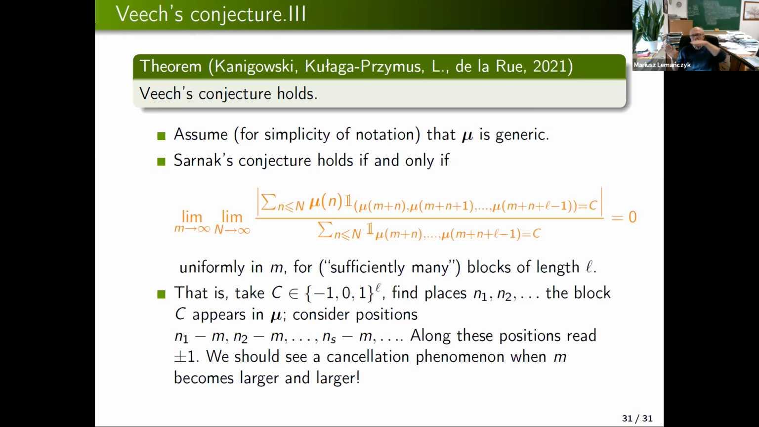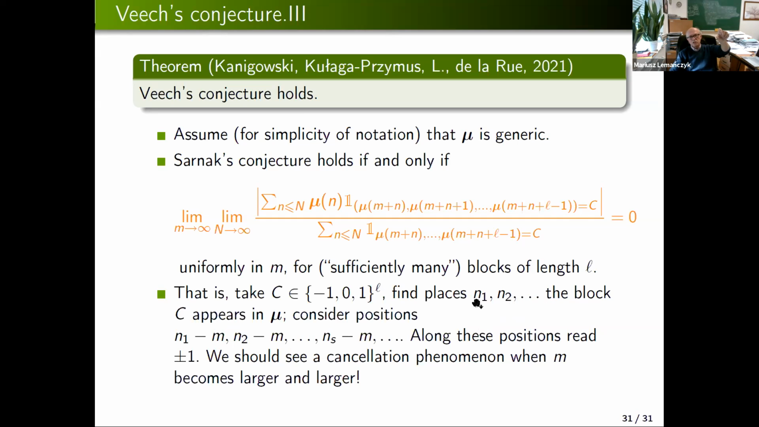Then I look at my Mobius function, and I try to find where this block appears on the Mobius function. So I find all these places, N1, N2, etc., places where I see my block C. Then I take a new parameter, let's say a positive M, and I shift this sequence of returns of mu to the block C, right? Because I can consider these places.